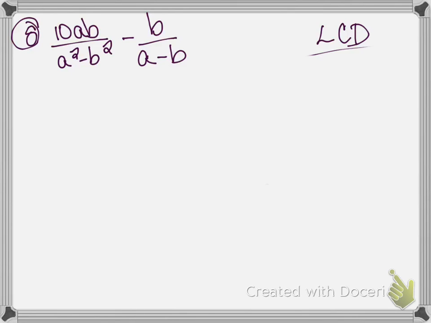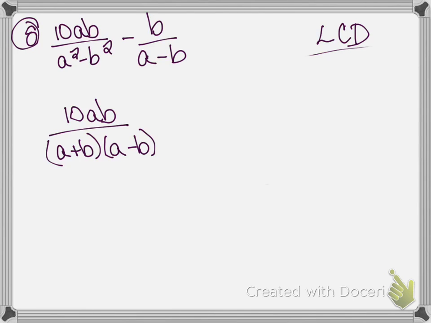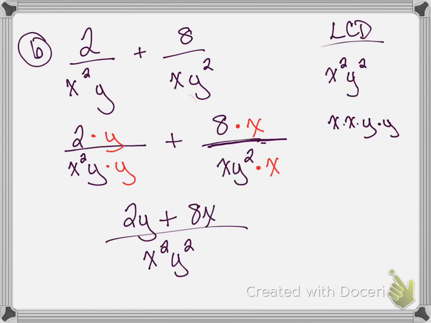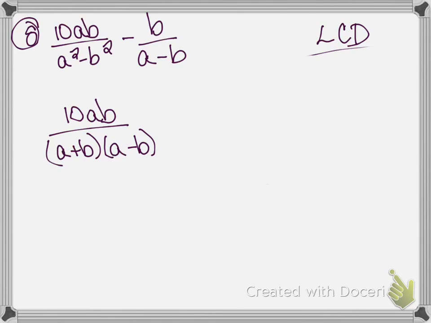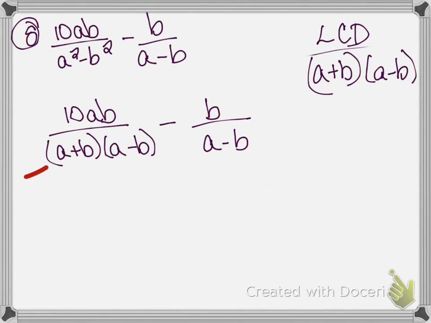First thing that I'm going to do is factor the denominator that can be factored. So I've got 10ab over a plus b, a minus b. That's the difference of perfect squares. When we start dealing with binomials, you've got to treat them like binomials. That's different than what I had here. I had monomials. I didn't have two terms in the bottom. Then I've got minus b over a minus b. So I'm going to start here with my LCD. A plus b, a minus b. Then I look here and say, okay, is my a minus b already accounted for? Is it?